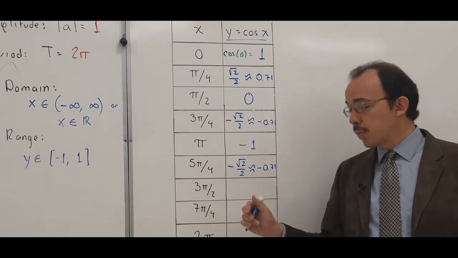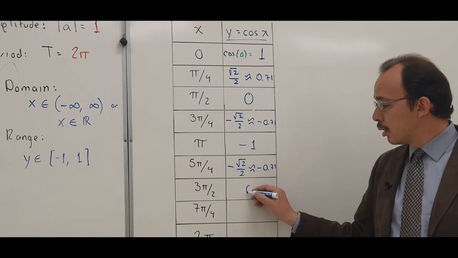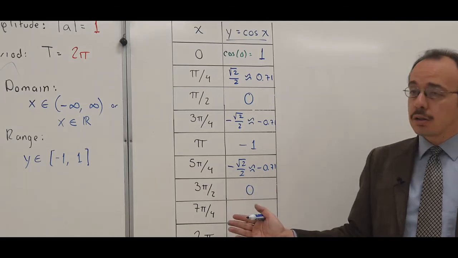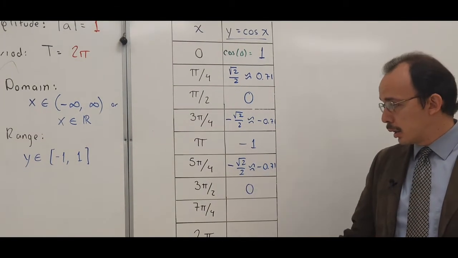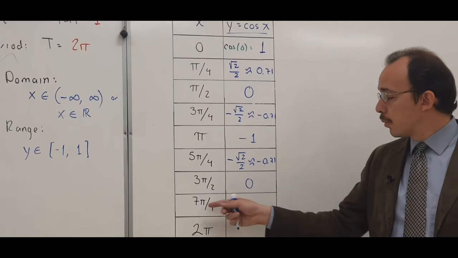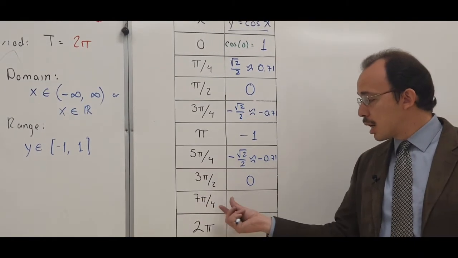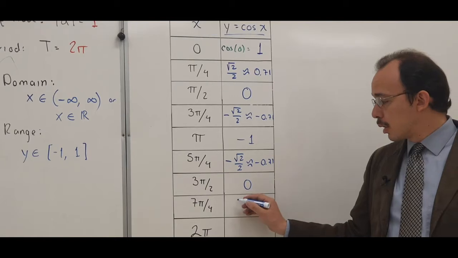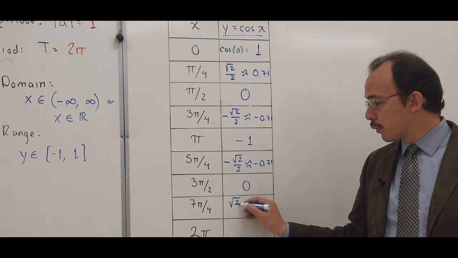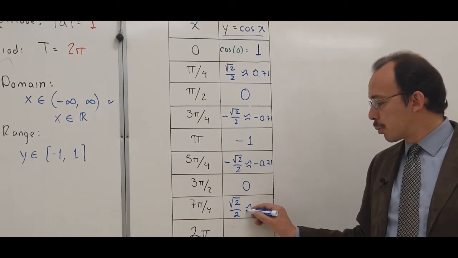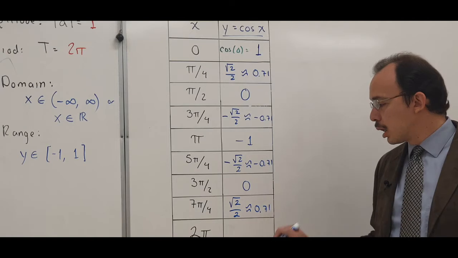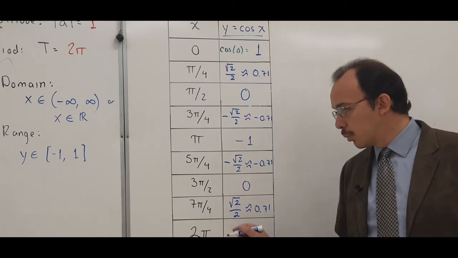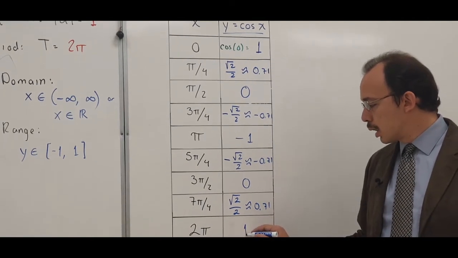When it's 3 pi over 2, then the cosine is going to be 0. It's a quadrantal angle, if you remember that, on the bottom of the unit circle. When you have 7 pi over 4, now this angle is in quadrant number 4, where the cosine is positive. So the answer is going to be square root of 2 over 2, approximately 0.71. And when we had 2 pi, the end of the revolution, the cosine is going to be 1.